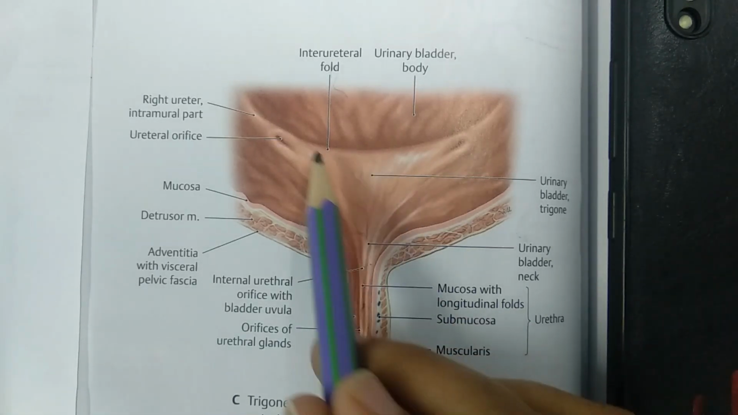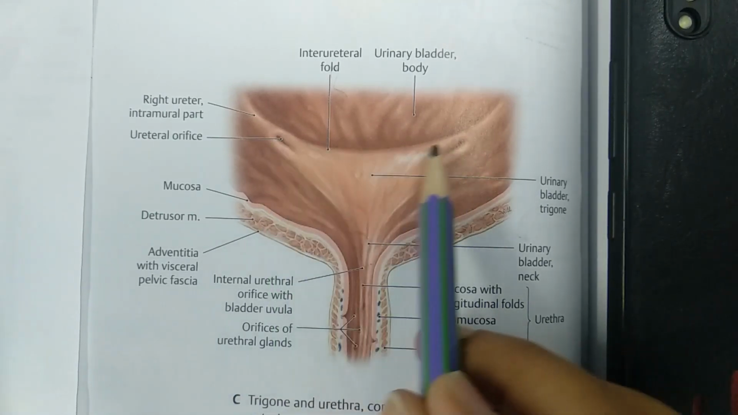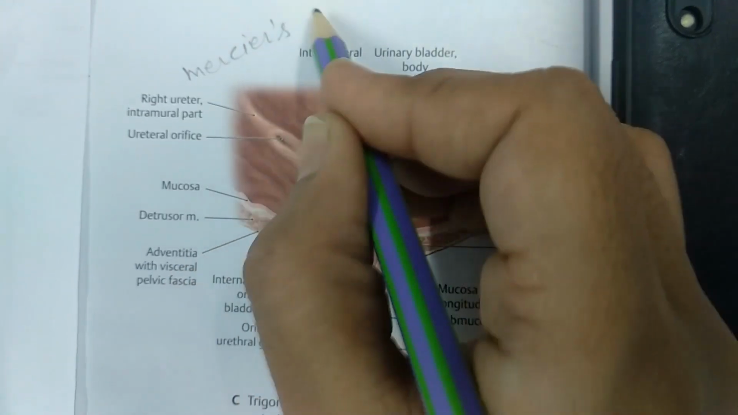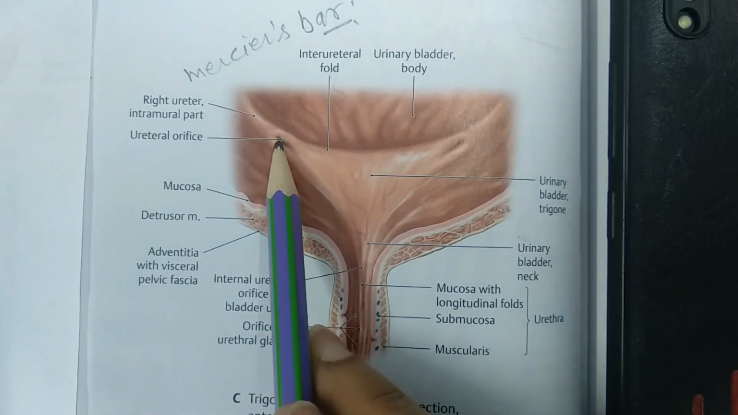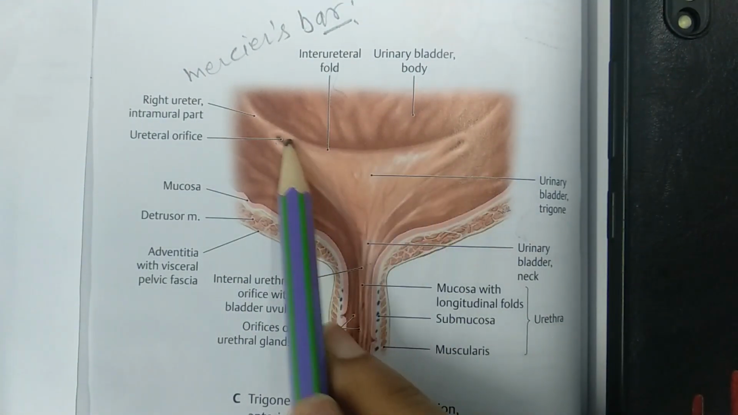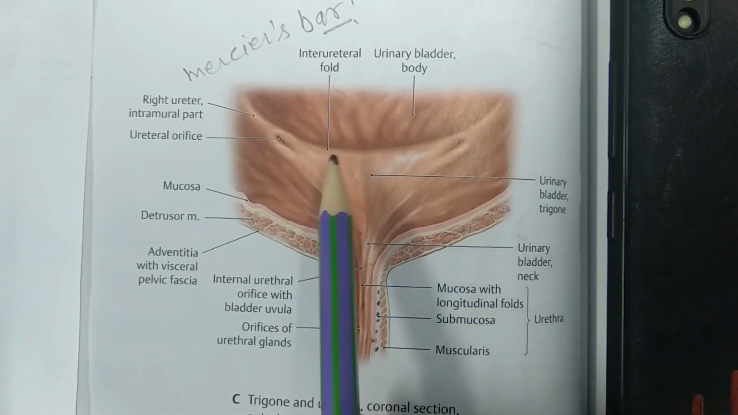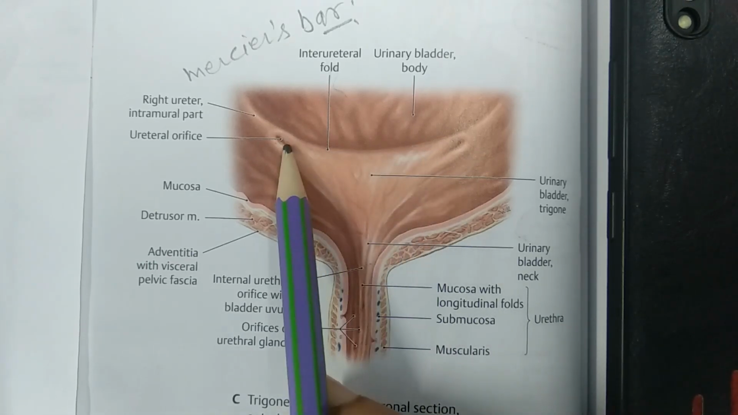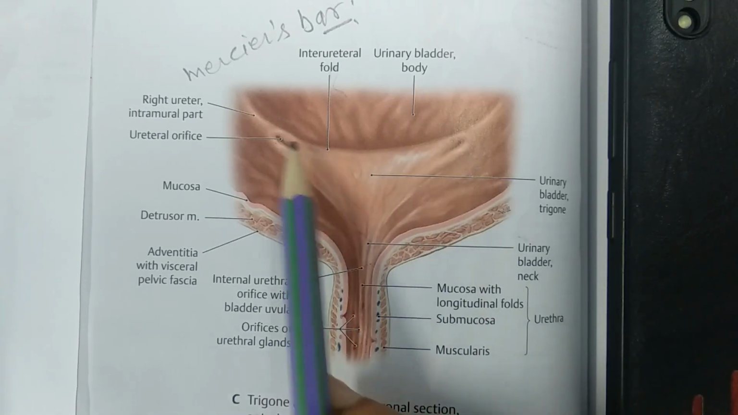And this base is formed by the interureteric fold or interureteric ridge. This is also called Mercier's bar, which extends between the two orifices of the ureters, and it is a slightly curved transverse ridge formed by the prolongation of the inner longitudinal muscles of the ureters on both sides.